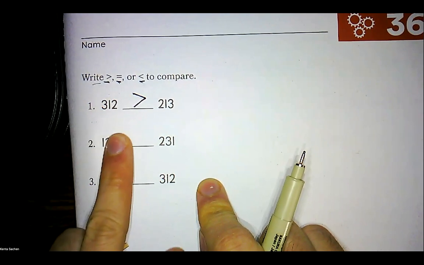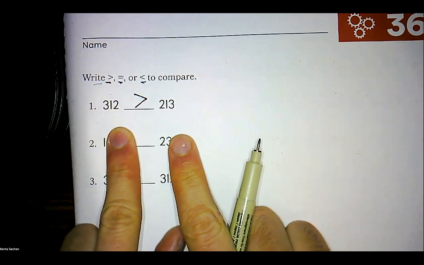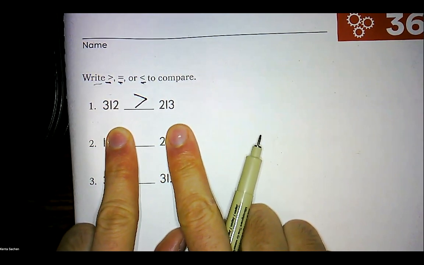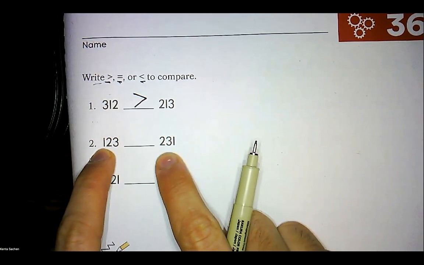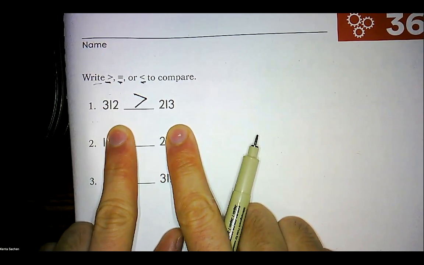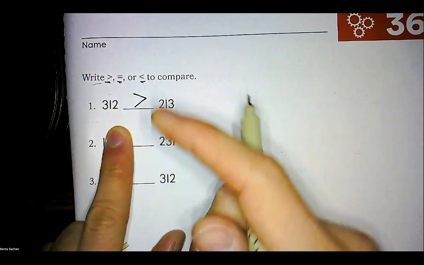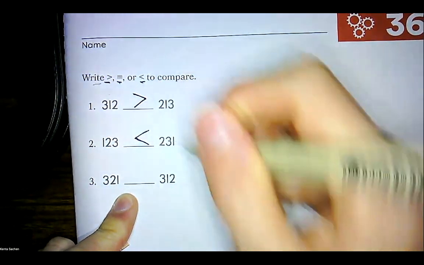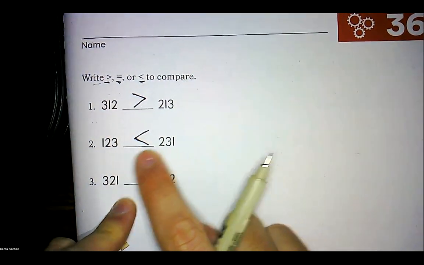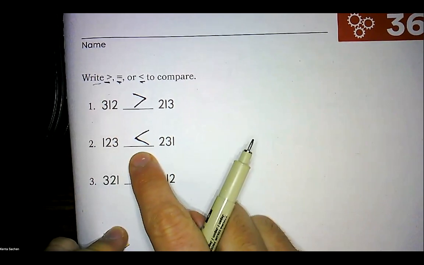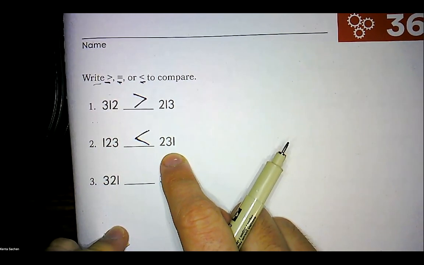Okay, next number. Again, we're going to start by looking at one place value at a time, comparing our hundreds and our hundreds. So which is the bigger number? Yeah, 200s. So 231 is the bigger number. We say 123 is less than 231.